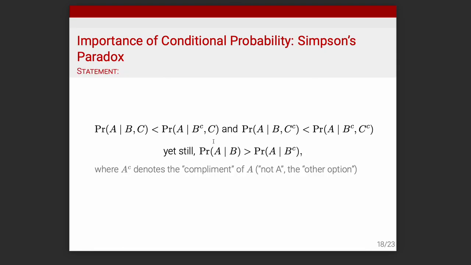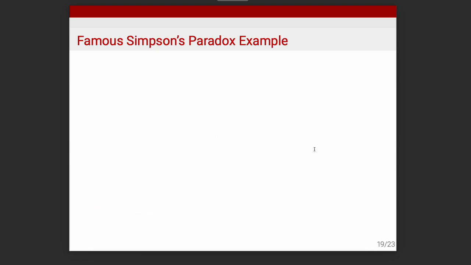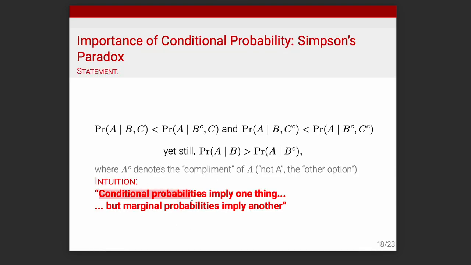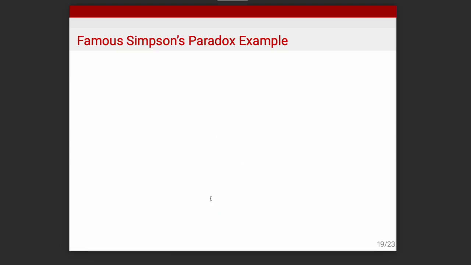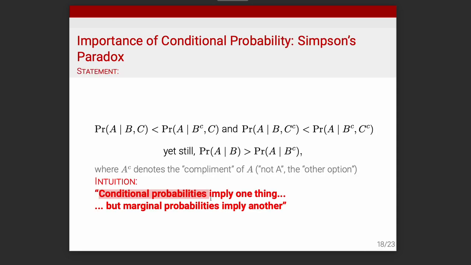And the last thing here, I have really just for your own edification, or because it's just interesting: the importance of conditional probability. This example, you can look through it, but this statement's really complicated, while the basic idea is really simple. The basic idea is sometimes conditional probabilities imply one thing, but marginal probabilities imply another thing. There's a famous example called Simpson's paradox.